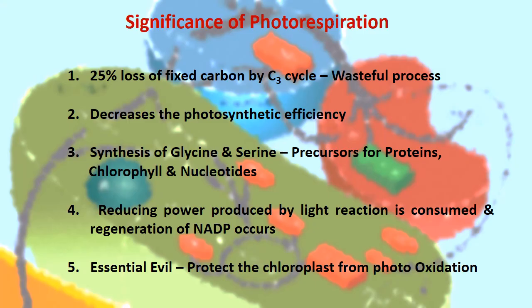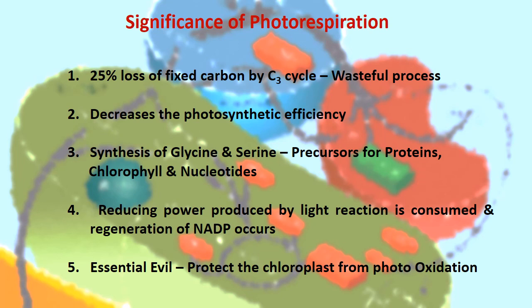At last, significance of photorespiration. Photorespiration has both merits and demerits. Coming to the demerits, nearly 25% loss of fixed carbon by C3 cycle is taking place. So it is considered as a wasteful process. And next, the photosynthetic efficiency is decreased.